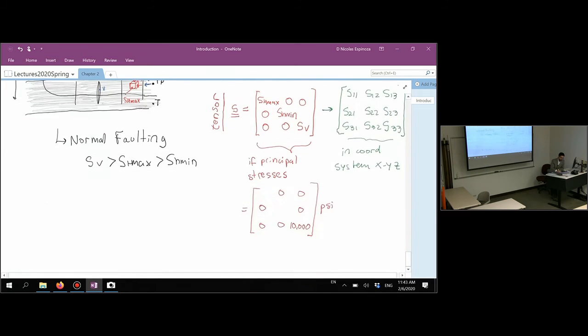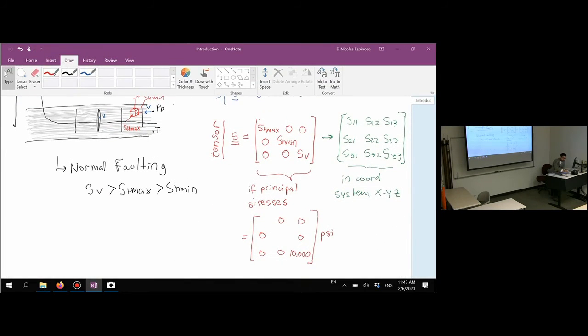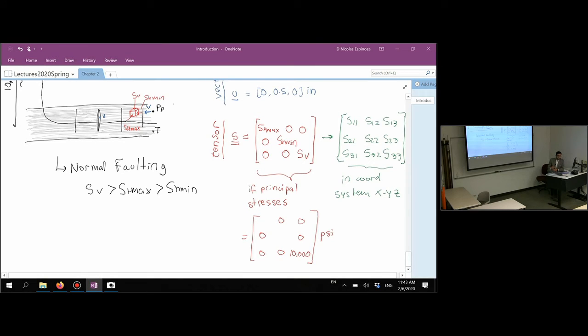So here, I'm just estimating very roughly what the value of the minimum horizontal stress is, and let's say 7,000 psi. And we know that the maximum horizontal stress has to be in between the other two. And actually, that's a very important value. What is the difference between the two horizontal stresses? That impacts hydraulic fracturing and drilling and many other things.